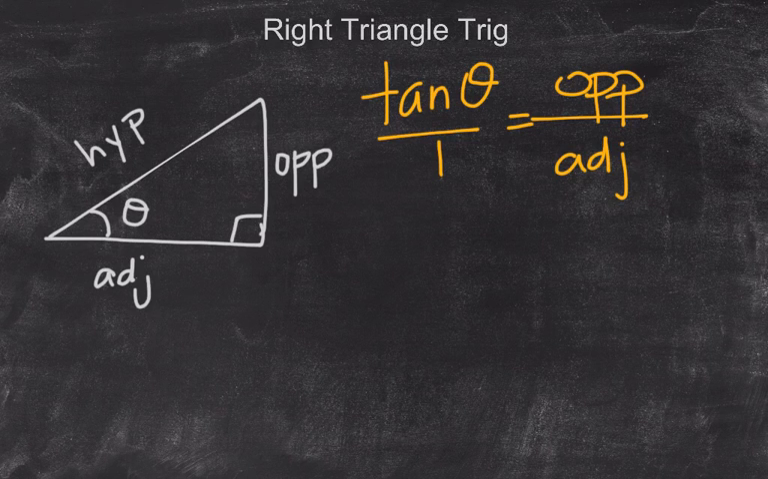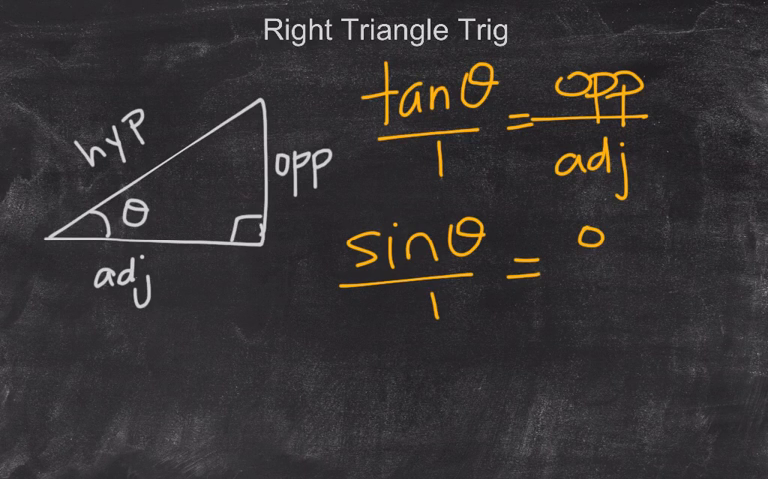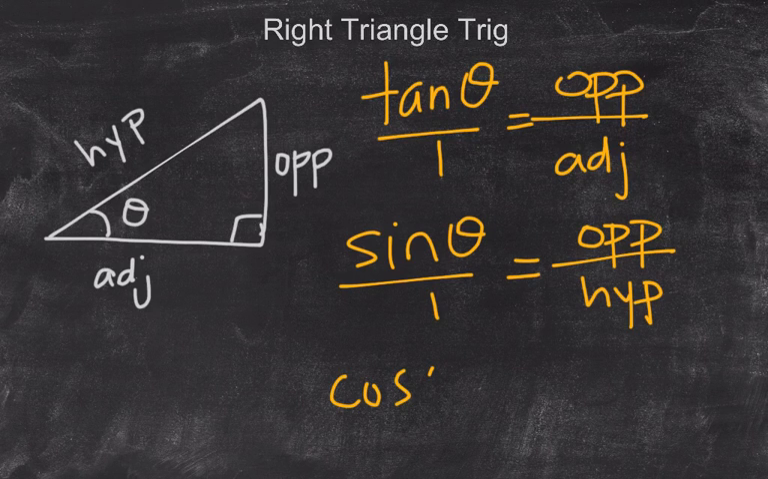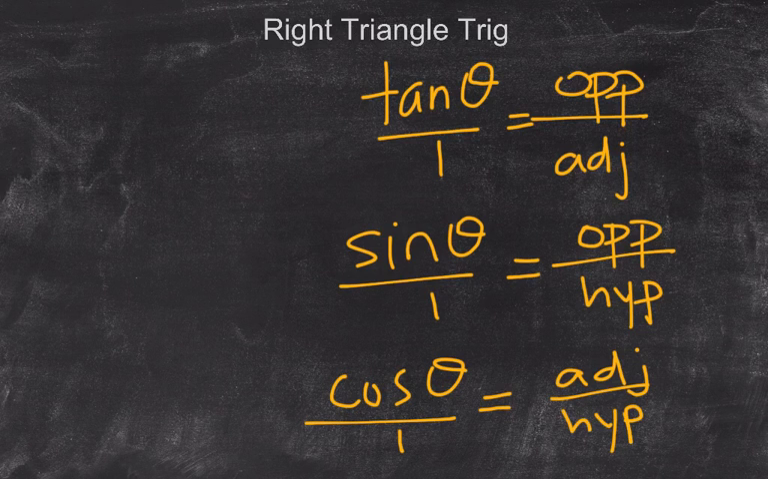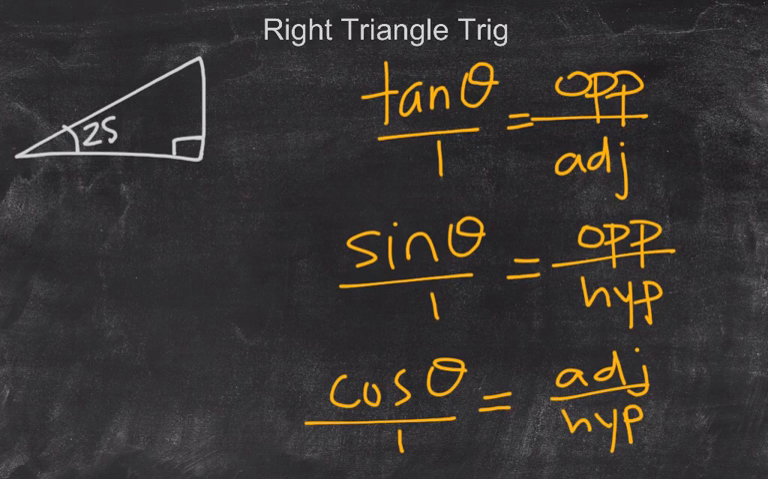And the other two ratios that we learn about are the sine of theta over 1 equals opposite over hypotenuse, and the cosine of theta over 1 equals adjacent over hypotenuse. So if I'm looking at a triangle that has a right angle and an acute angle of 28 degrees, and let's say I know the hypotenuse is 6, and I'm looking for the height, or the opposite side length.